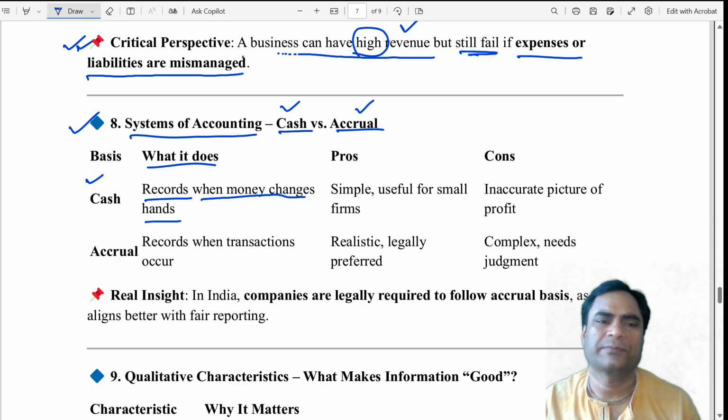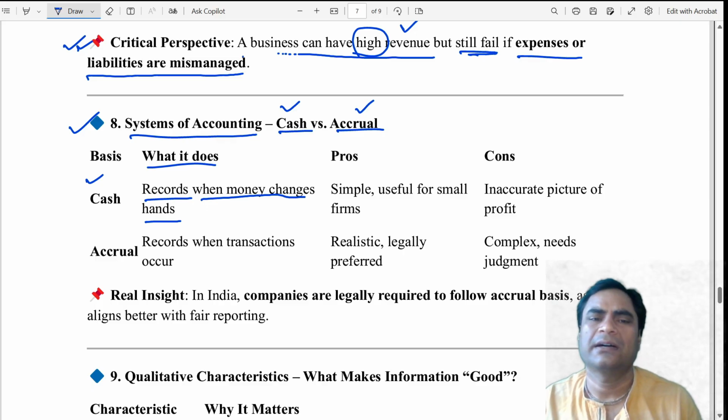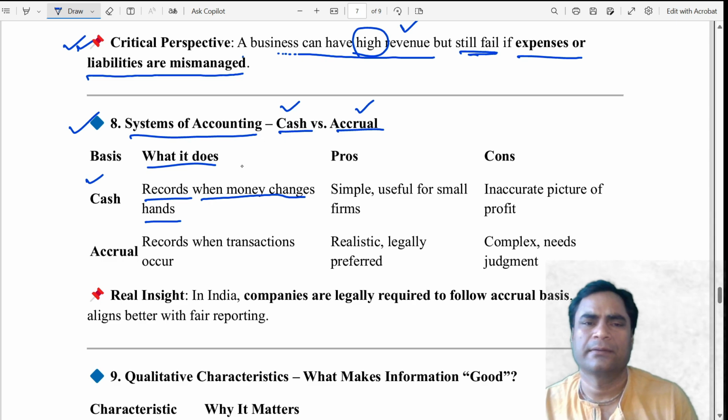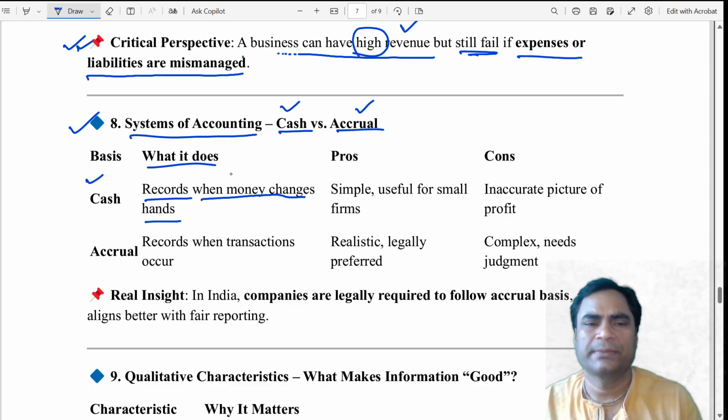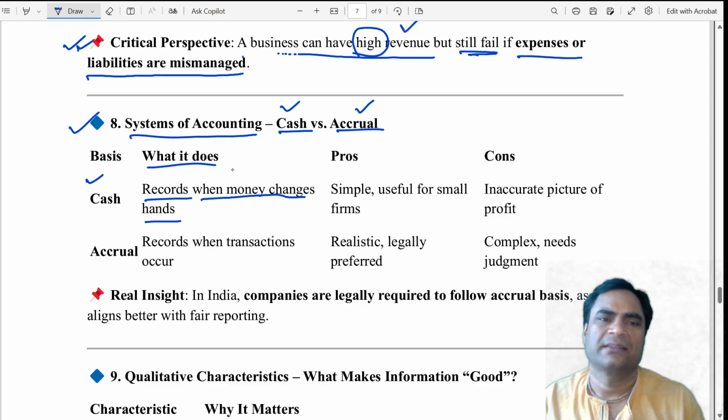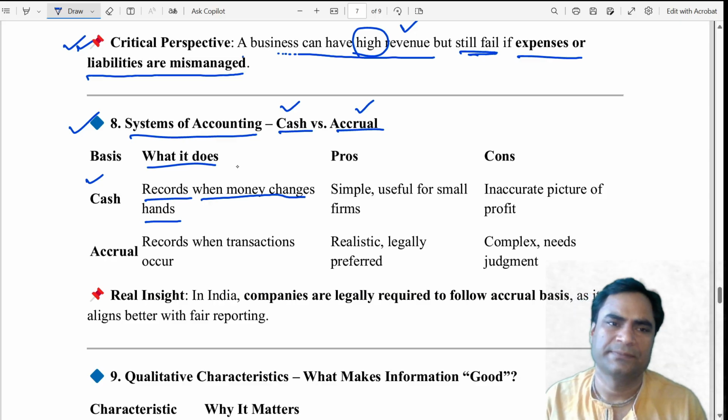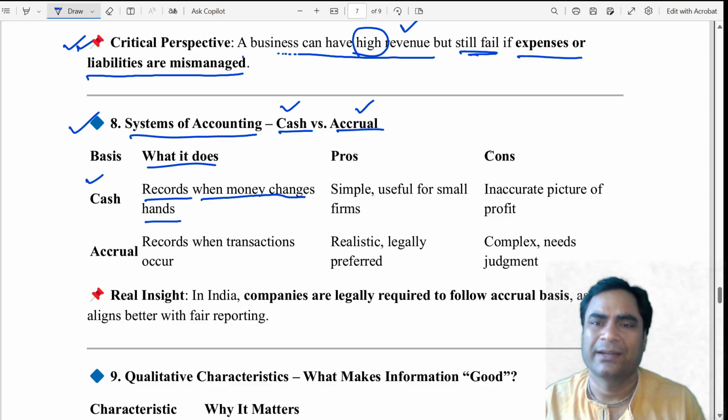It means when money is transferred from one hand to another, then and only then the transaction is considered to happen. It means the occurrence of a transaction is considered to have happened if the money is transferred from one hand to another. It means if the payment is either being made or being received, then the transaction would be recorded in the accounting books. The pros and cons of this particular basis, cash basis, are: pros are firstly discussed.